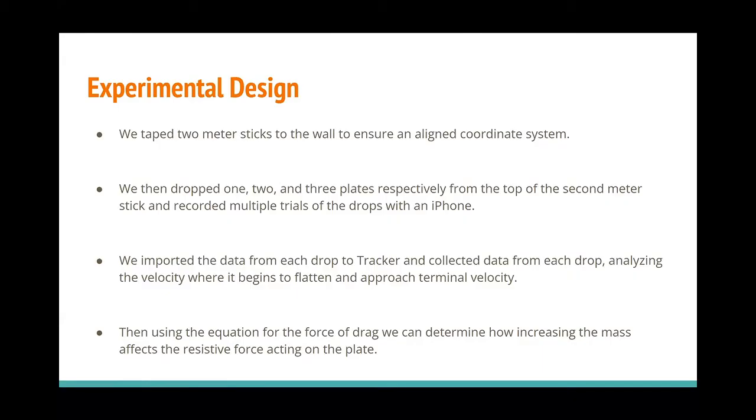For our experimental design, we taped 2 meter sticks to the wall to ensure an aligned coordinate system. We then dropped 1, 2, and 3 plates respectively from the top of the second meter stick and recorded multiple trials of the drops with an iPhone. We imported the data from each drop to Tracker and collected data from each drop, analyzing the velocity where it begins to flatten and approach terminal velocity. Then using the equation for the force of drag, we can determine how increasing the mass affects the resistive force acting on the plate.